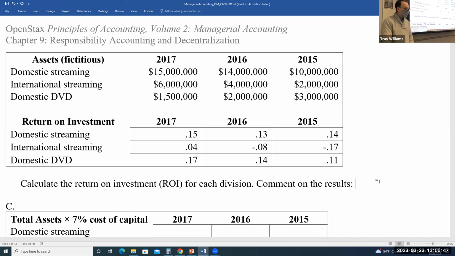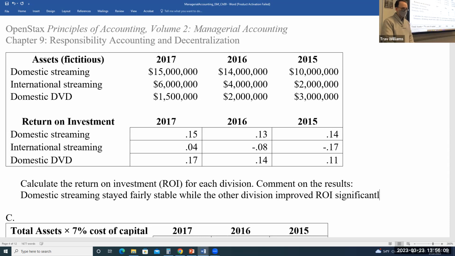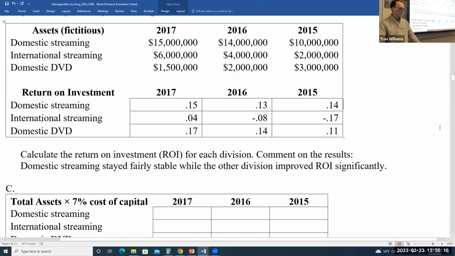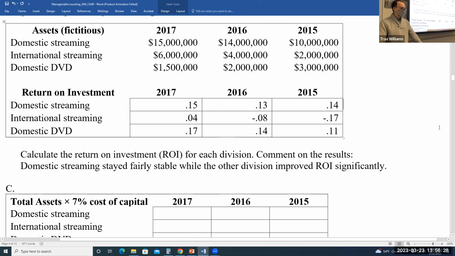So we could say domestic streaming stayed fairly stable, while the other divisions improved ROI significantly. So any questions?